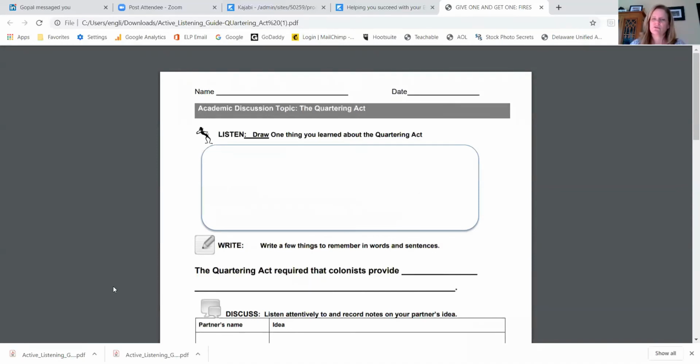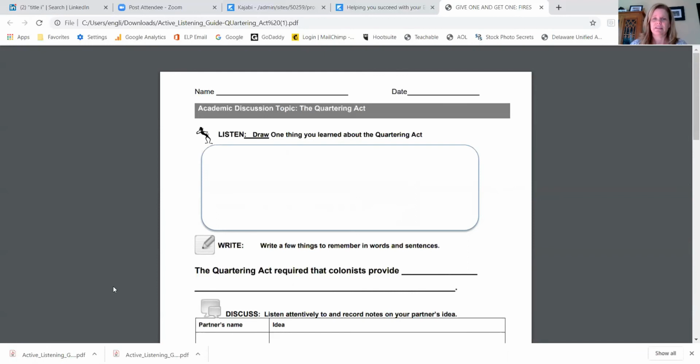In this active listening guide, we're targeting a little bit lower proficiency level, because we don't really want them to take the time to take notes. We want them to draw sketch notes. Just draw a couple things that you get from whether it's a lecture, video, however it is you're teaching the Quartering Act. Then once we go through that, we want to teach students to take a moment to self-reflect, think about what you learned, and jot down something you want to remember. And because they're lower proficiency students we're targeting, we are providing the sentence starter for them. So, the Quartering Act required that colonists provide.